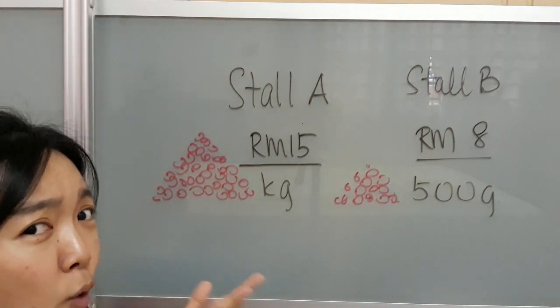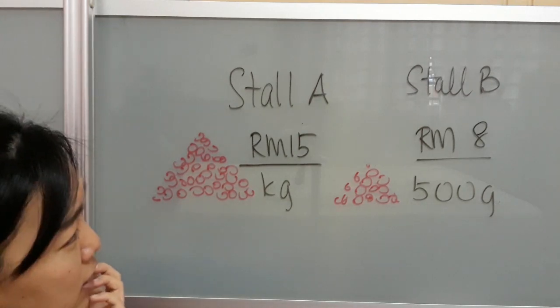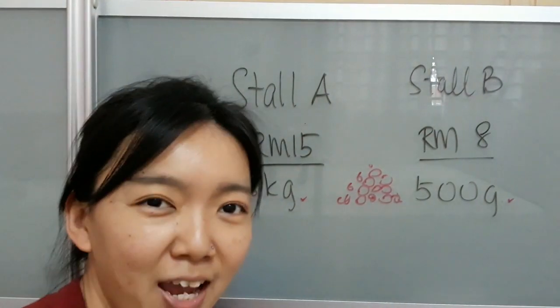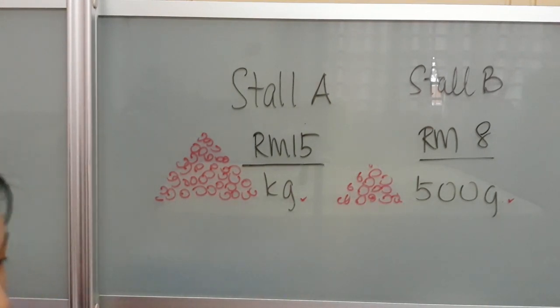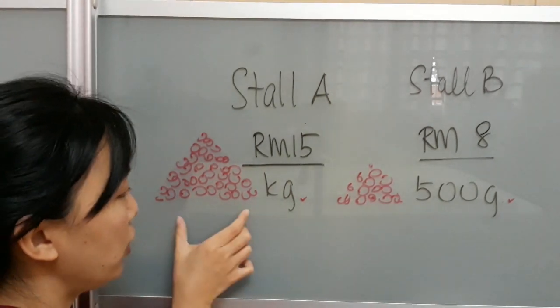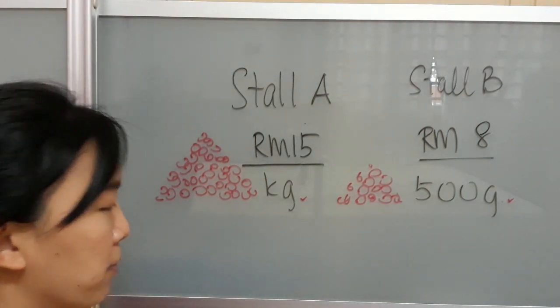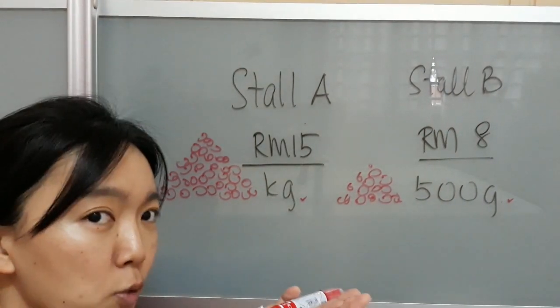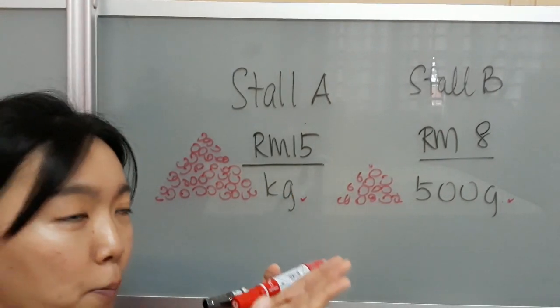I don't know, I have no idea. How? Can I use mathematics to solve this? Yes, you can. You can use your mathematics to solve this problem. Let's look at stall A and stall B. We have 1 kg and we have 500 gram. They are not the same. To compare two things, we have to make sure they are in the same unit so that we can compare them.